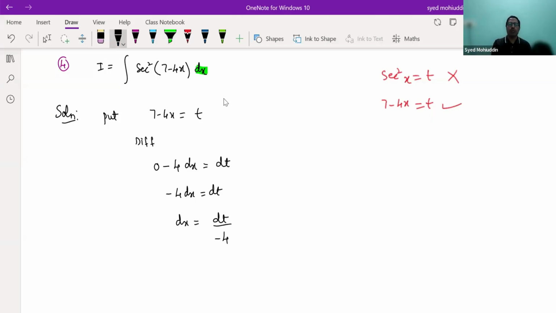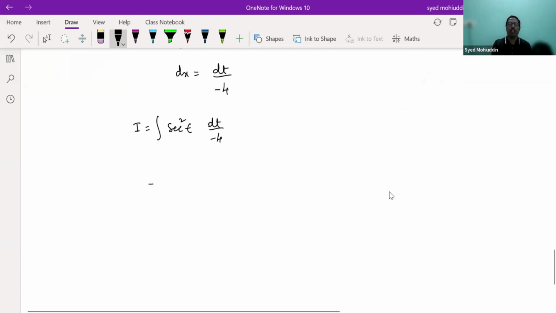So you have that dx here, so only that value has to be replaced. If you just plug in there, I will be equals to integral of secant square, which cannot be changed. So 7 minus 4x is t, so secant square t. Dx value is dt by minus 4. But the denominator minus 4 is just a constant, so it is better you take that outside. It comes to be 1 by minus 4. It is integral of secant square of t into dt.